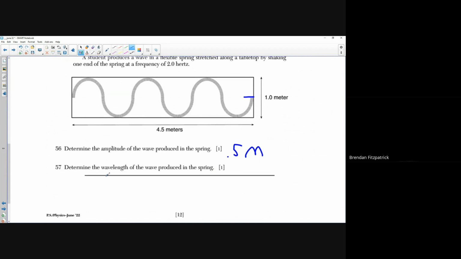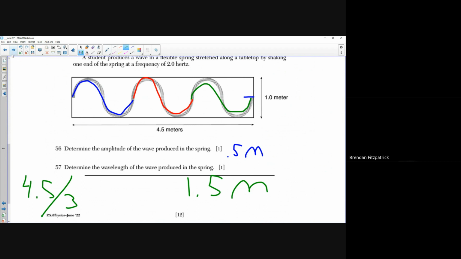Good. Determine the wavelength of the wave produced in the spring. So this is 1, 2, 3 full waves in 4.5 meters. So that means that one wavelength is 1.5 meters. I just did 4.5 divided by 3.